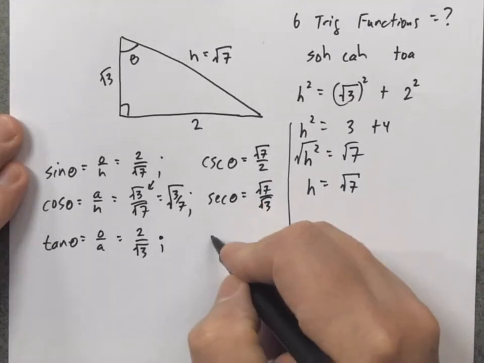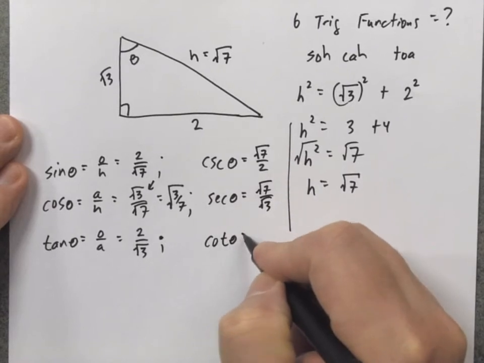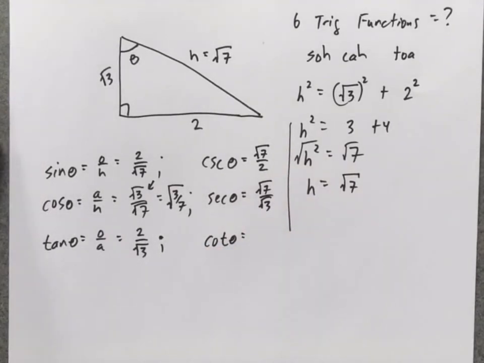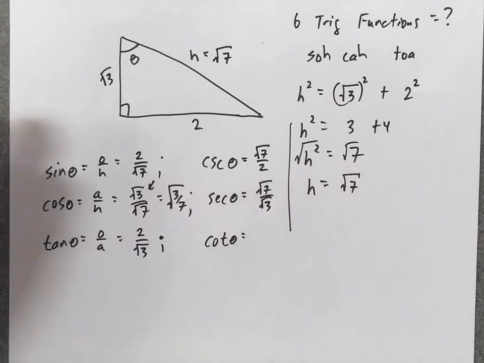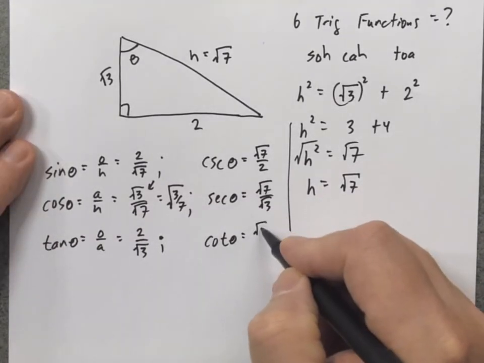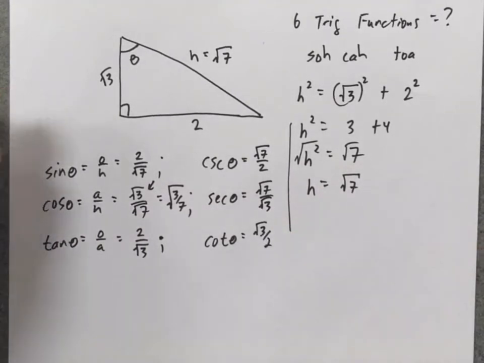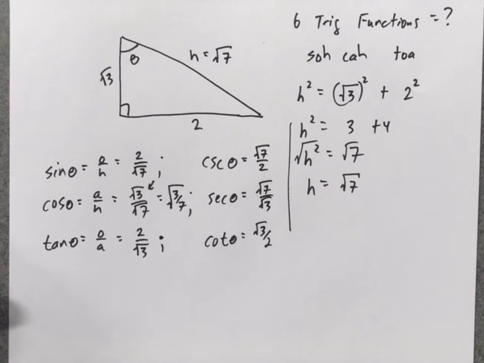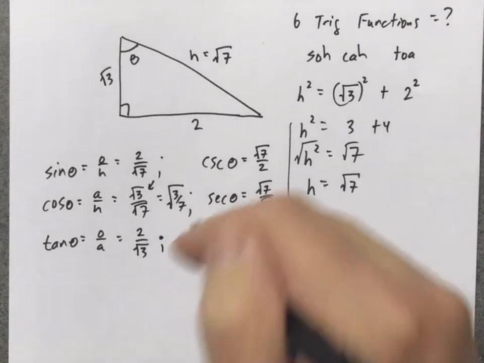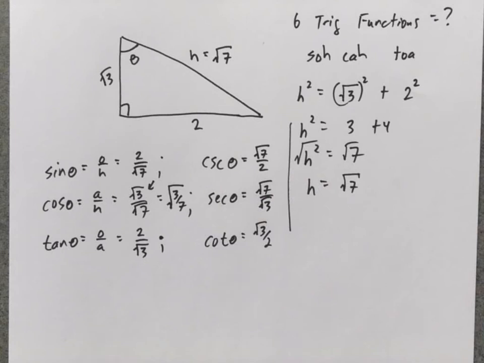And then the last one is the cotangent of theta, which is the reciprocal of the tangent of theta. So I flip the tangent of theta to get the cotangent, and it's square root of 3 over 2. All right, so there are your 6 trig functions. So once again, given a right triangle, you know the lengths of the 3 sides of the right triangle. It's not too difficult to come up with the trig functions.